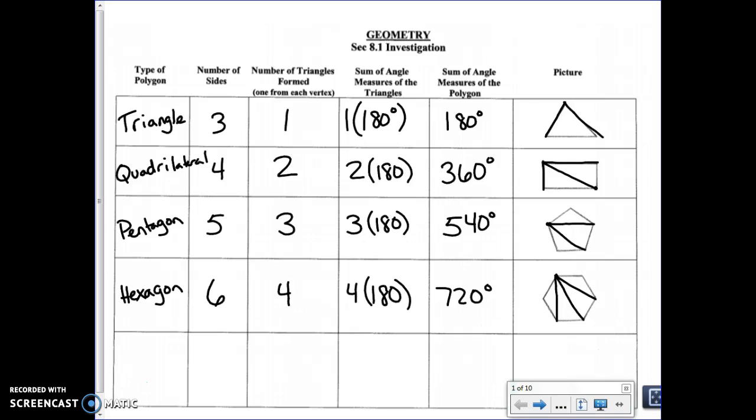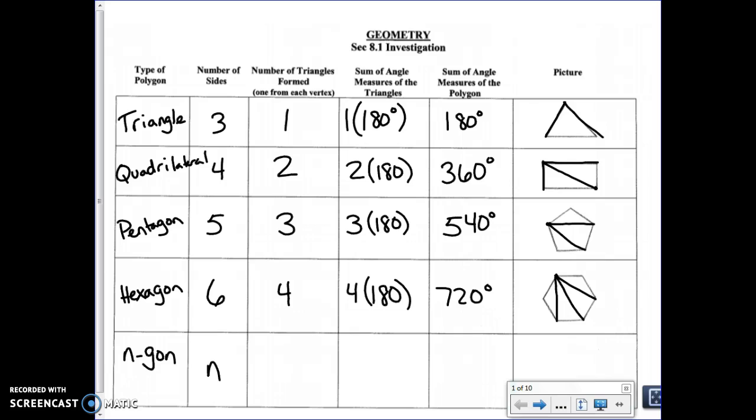Okay, so let's see if we can come up with a rule for this. So I'm going to call this our n-gon. So an n-gon has any number of sides n. So you'll notice we went 3, 4, 5, 6, then we went 1, 2, 3, 4, but we're not necessarily jumping to a 7-sided figure. This is any number of sides.